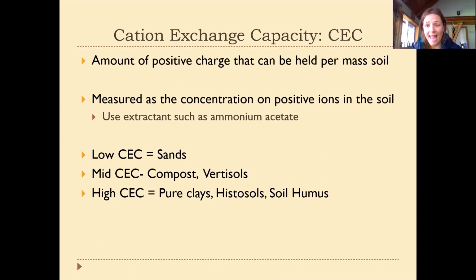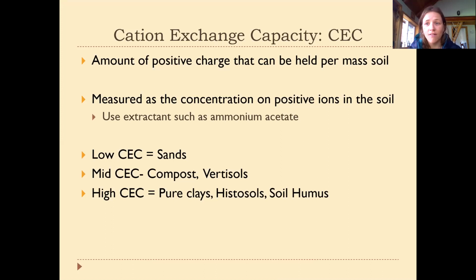So things like clay, or things that have lots of this humic matter, this humus, like histosols, are going to have really high cation exchange capacity. And then kind of intermediate loams or vertisols or compost would have more of a medium cation exchange capacity. And then soils that have the very lowest surface area of all, something like a sand, would have a very low cation exchange capacity. So not surprisingly, it's difficult to grow a lot of things in pure sand, right? There's just not a lot of nutrient and water holding capacity in that sand.